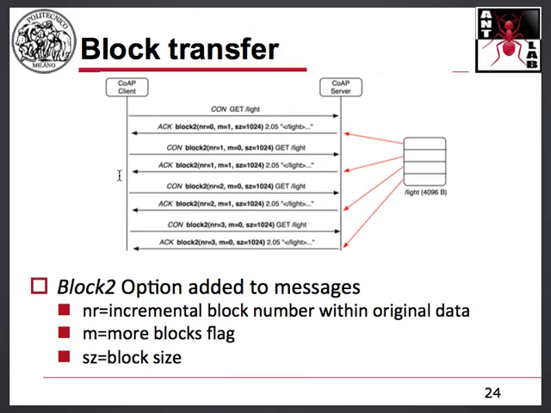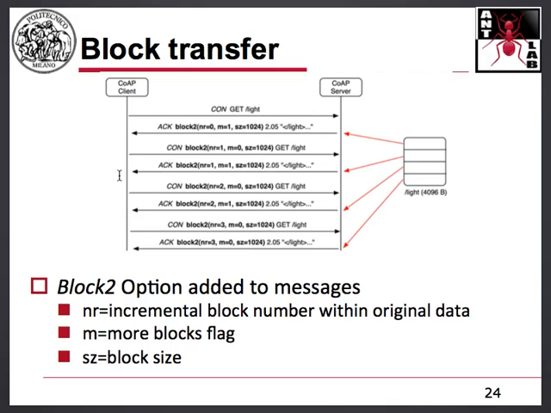Let's see an example. Suppose that again we want to read a specific resource, which is a light. Again, a client issues a confirmable message of request type GET light.